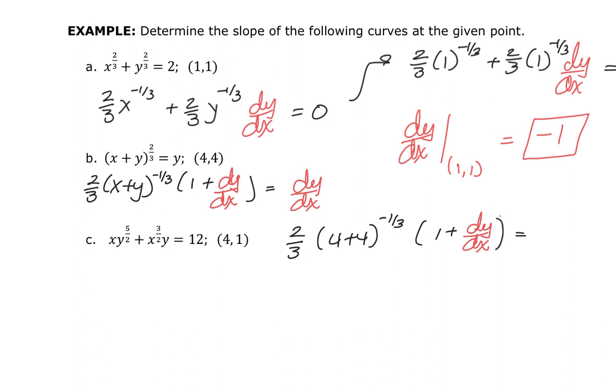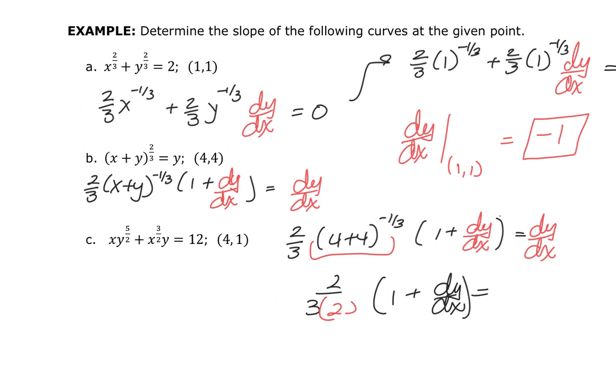Which is going to be equal to dy/dx. So 4 plus 4 is 8. The cube root of 8 is 2, and it's in the denominator, so that's going to be 2. That is going to be 2 over 3 multiplied by 2. So that thing is all equal to 2, multiplied by 1 plus dy/dx, which is equal to dy/dx.